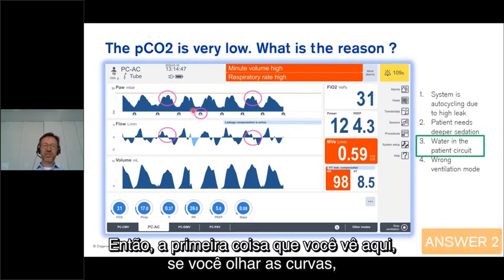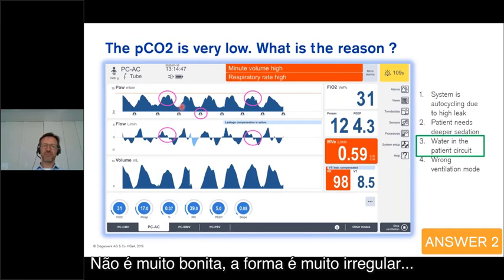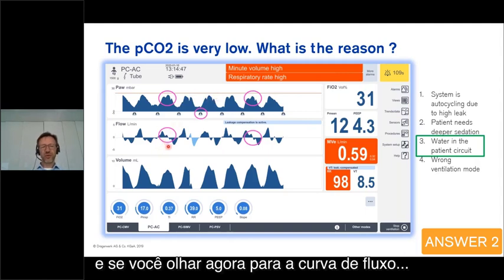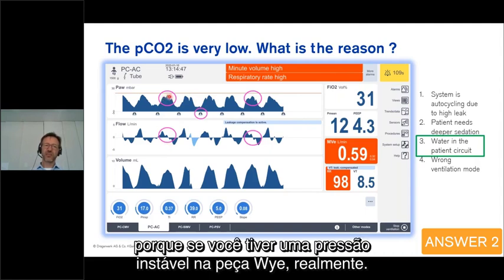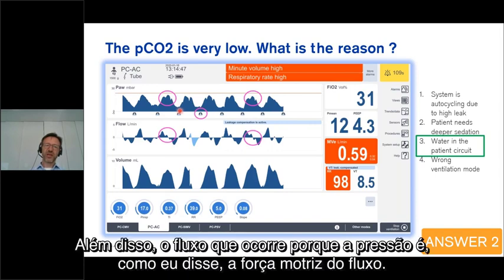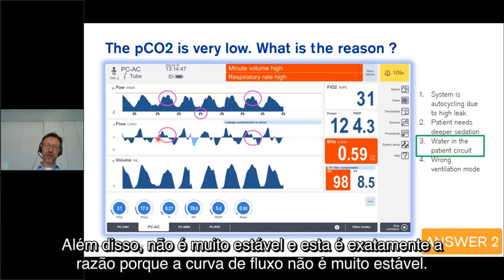The first thing you see here, if you look at the curves, especially the pressure curve, is that it is very, I call it bumpy. The shape is very irregular. And if you look at the flow curve, this is mirrored as well in the flow curve, because if you have such an unstable pressure at the Y piece, surely also the flow, because the pressure is, as I said, the driving force for flow, will be mirrored in the flow curve. And we see here the flow curve as well is not very stable.